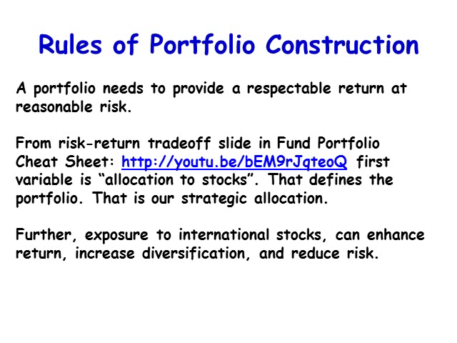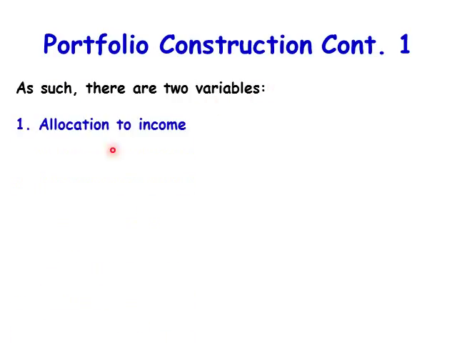Okay, let's continue from here. Further, exposure to international stock can also enhance returns, increase diversification, and reduce risk. Risk is measured by standard deviation. Let us continue from here. Okay, as such, there are two variables we need to consider. How much is the allocation to income, which also gives me how much is the allocation to equities, and how much is the allocation to non-US. In this section, we will discuss allocation to income. Let's continue.